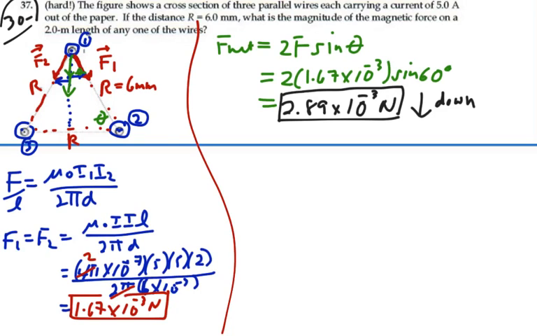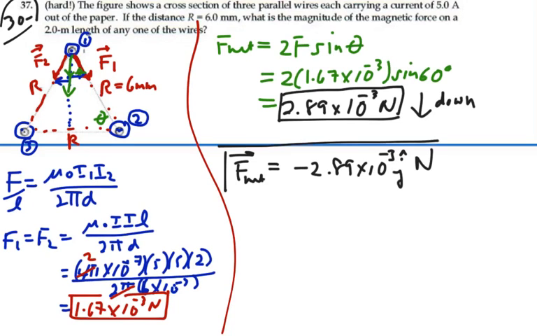So if we wrote this as a vector, our net force, as we're looking at it, would be negative 2.89 times 10 to the minus 3 j newtons. But it would be the same magnitude force on any of the other 2 wires for a 2 meter length: 2.89 times 10 to the minus 3 newtons.